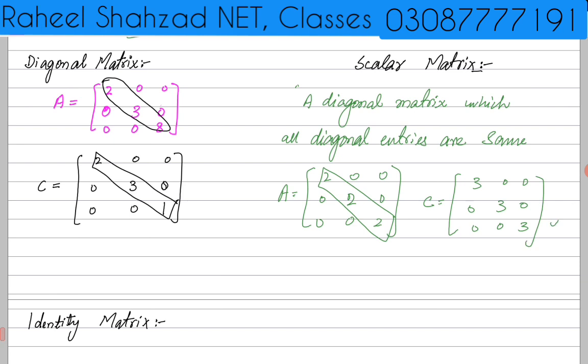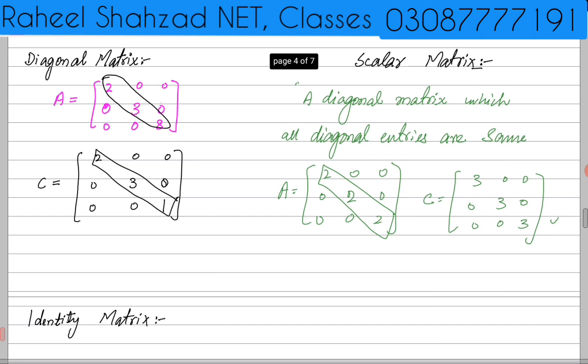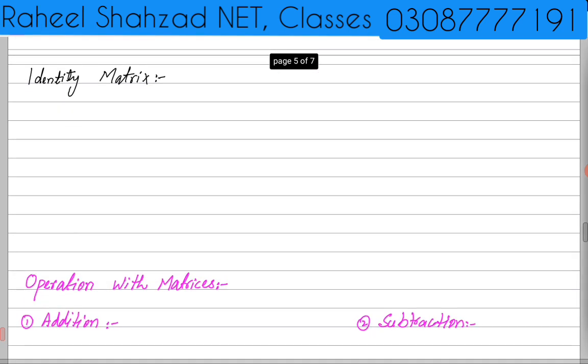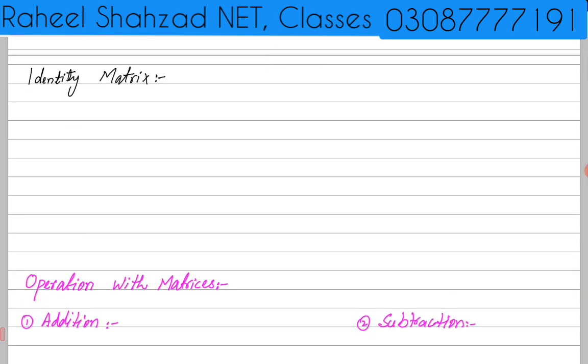So this is also known as a scalar matrix. After scalar matrix, we discuss the identity matrix. When we talk about the identity matrix, this is basically a scalar matrix if its entries become 1 0 0 1. This will be a very important matrix which we'll be discussing in multiplication as well.